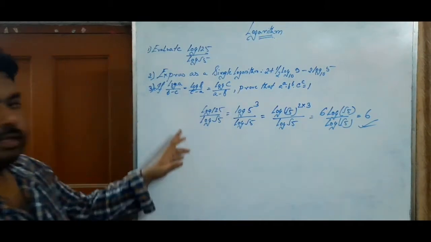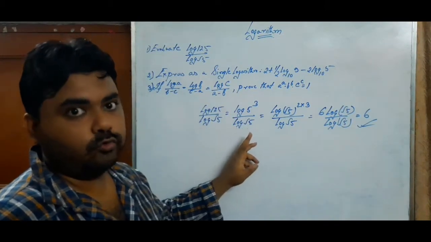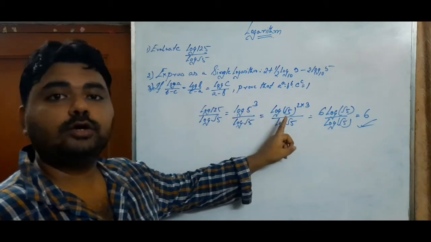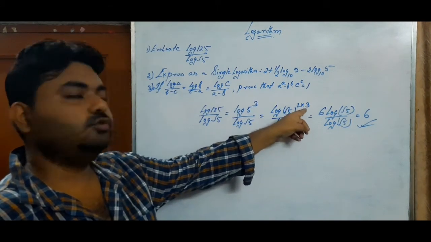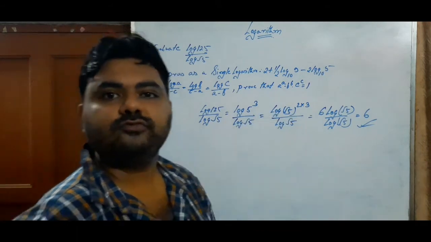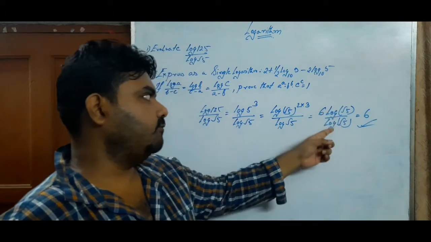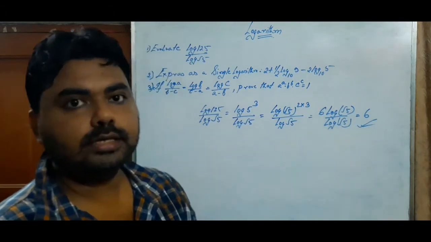That is log 125 means log 5 cube by log root 5. So we can write 5 as (root 5) whole square. Therefore (root 5) whole square into 3, that is the power is 6, and we know in case of log the power comes first. Therefore 6 log root 5 by log root 5. Log root 5 will get cancelled out and the answer will be 6.